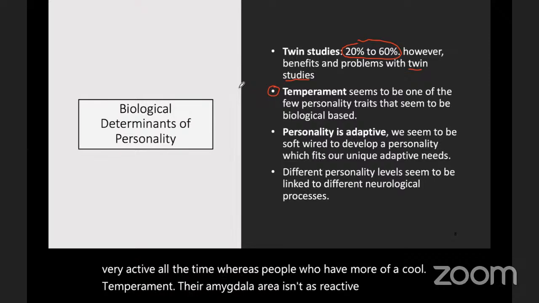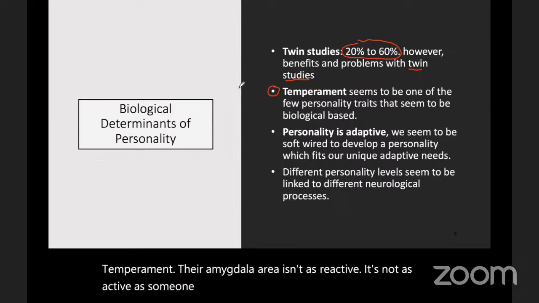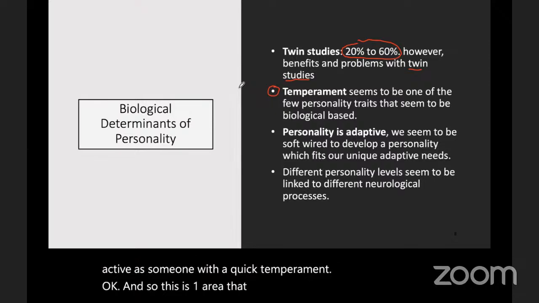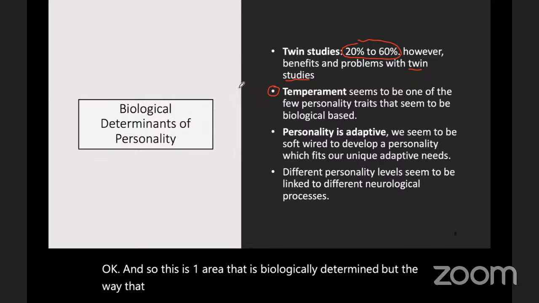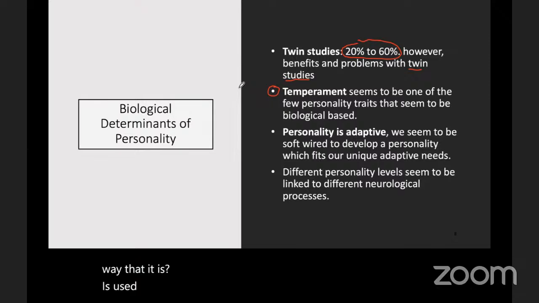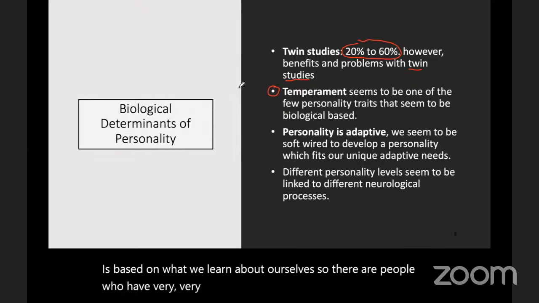It's not as active as someone with a quick temperament. Okay. And so this is one area that is biologically determined, but the way that it is used is based on what we learn about ourselves. So there are people who have very, very quick temperaments, but have learned to control their temperament.